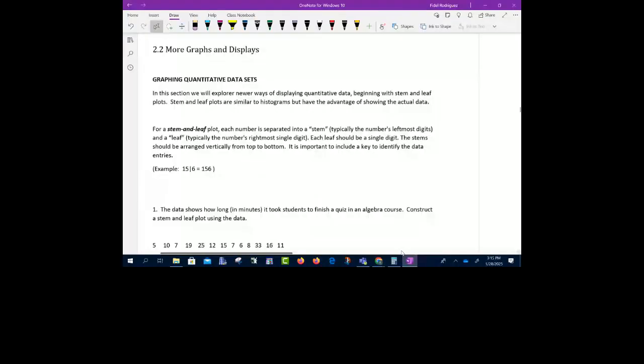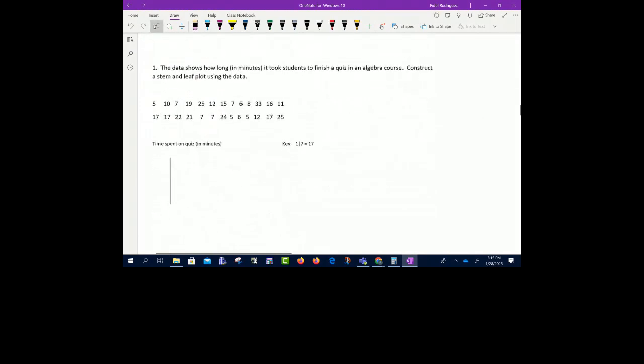All right. So, y'all, 2.2 is a little bit more about graphs and displays, and we're going to be talking about how we graph quantitative data sets. There's going to be something that we call a stem and leaf plot, which refers to how we're going to organize some of the data here. Let me run you through the process with the first example.